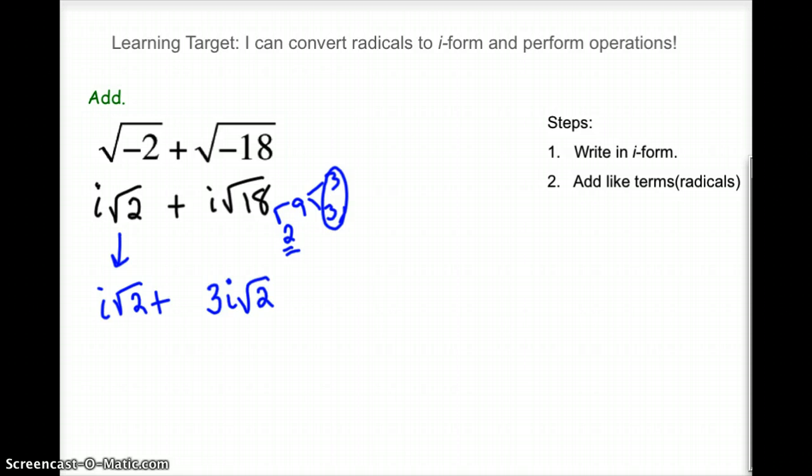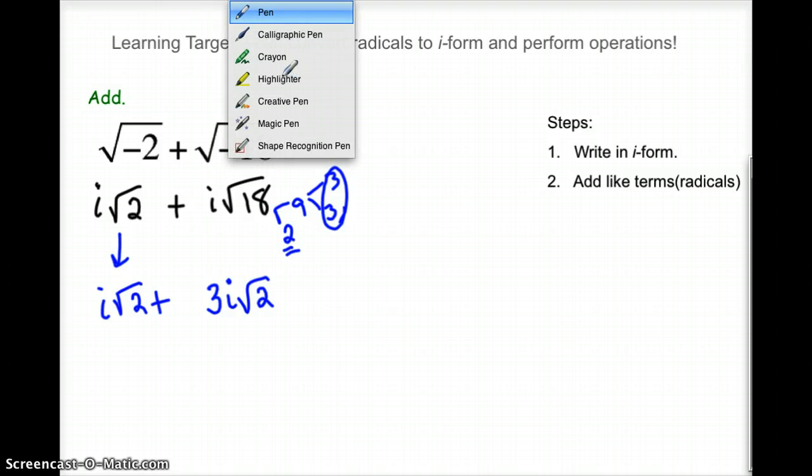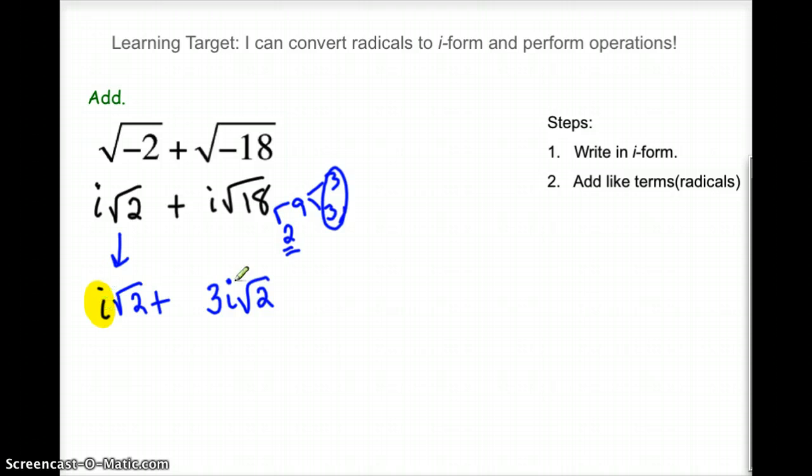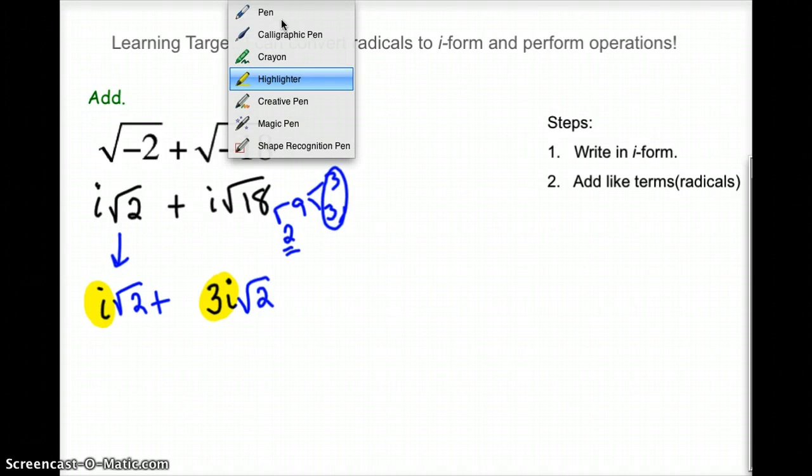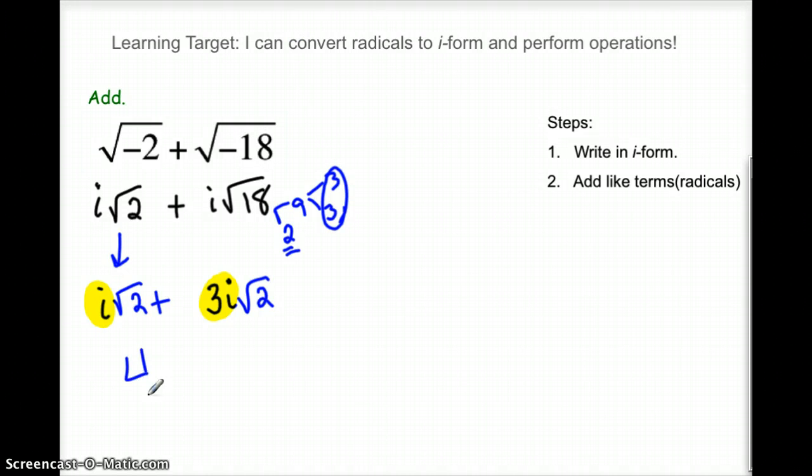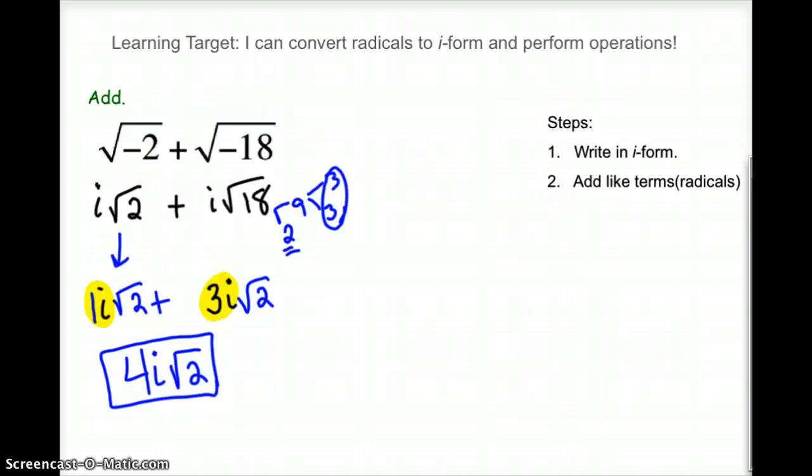Now, do I have like radicals? I have like radicals. So the numbers in front of those radicals, let me grab my highlighter real quick. There we go. So this 1I and this 3I, I'm going to add those to get 4I. And then I'm going to keep the radical 2 attached. Okay, so there I could add them together. So the trick here is just to remember there's a 1 in front of that first term.